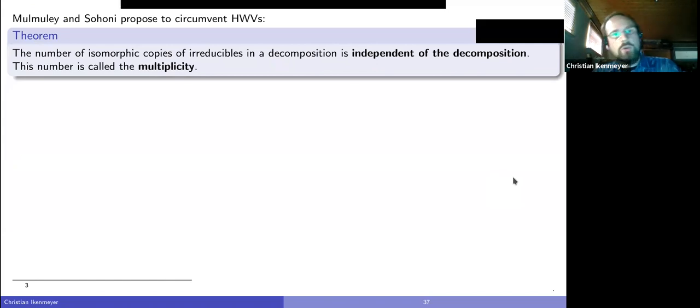But it might be difficult to work with the highest weight vectors directly. So Mulmuley and Sohoni proposed to circumvent working directly with them, but only working with the multiplicities. That's the number of isomorphic copies of irreducibles in a representation, because that is independent of the decomposition. You have a representation, it always decomposes into irreducibles. The decomposition might not be unique, but the number of isomorphic copies of the different types is actually independent of the decomposition, and that's called the multiplicity.